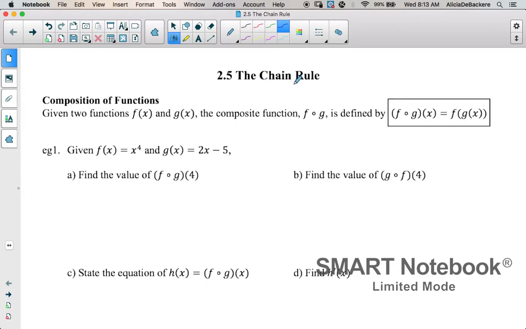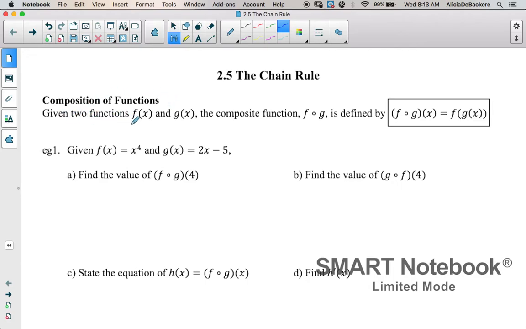When we move into further chapters and we look at different types of functions, we're just going to call it the chain rule. So in order to use the chain rule, we need to review something called composition of functions, which we learned about in advanced functions. So the composition of functions is basically when I put one function inside of the other.